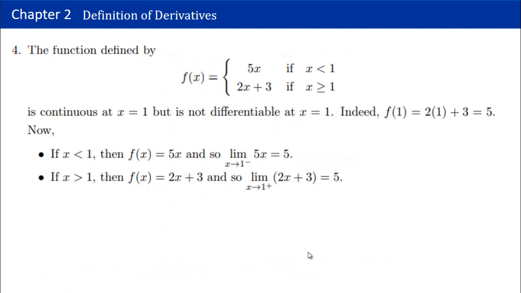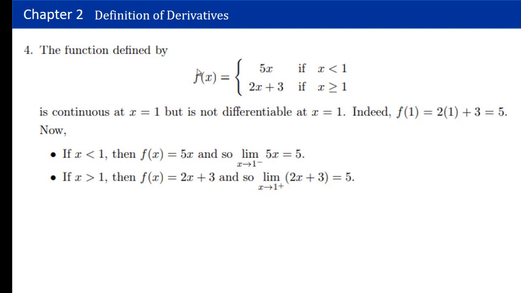In example 4, the function is defined by f of x equals 5x when x is less than 1, and 2x plus 3 when x is greater than or equal to 1. So this is continuous at x equals 1, but it's not differentiable. We know that for differentiability, it's not enough to be only continuous. There must be a derivative. The derivative must exist. So we need to find the derivative first.